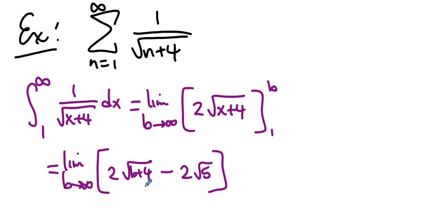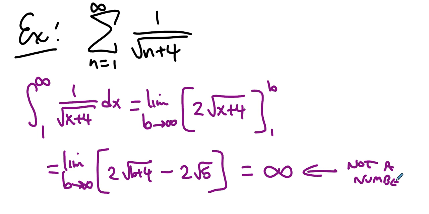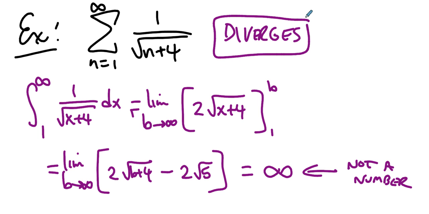Well, what happens to this as b gets large? That goes to infinity. This is not a number. And because this is not a number, this integral is not a number. And because this integral is not a number, this series is not a number. This series diverges. It grows infinitely large.